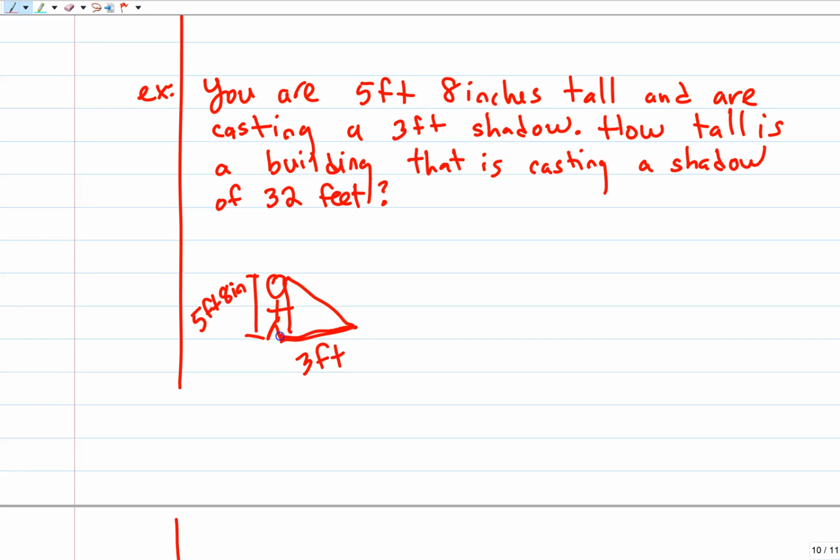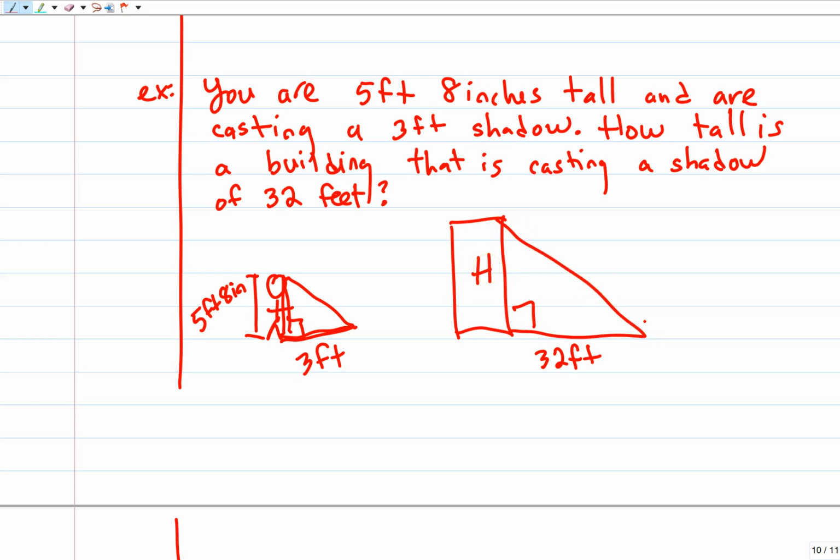Well, there's a triangle right there. Here's a building that is way taller than you, and it has a 32-foot shadow. And if that's occurring at the same exact moment, then you can say there is a relationship of similar triangles, because the sunlight will create the same angles, the same triangles for any object depending on the shadow there. So I can set up a ratio.